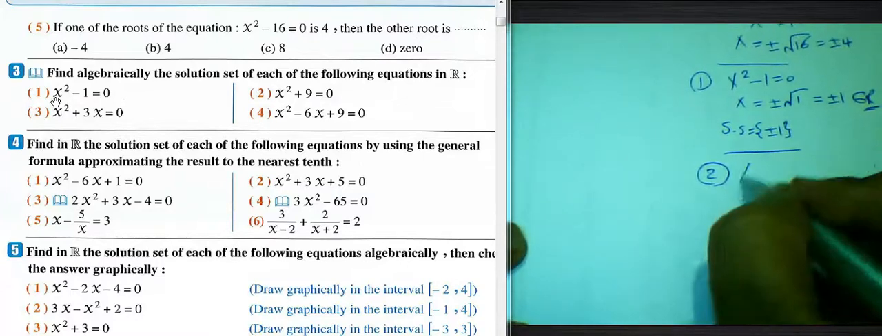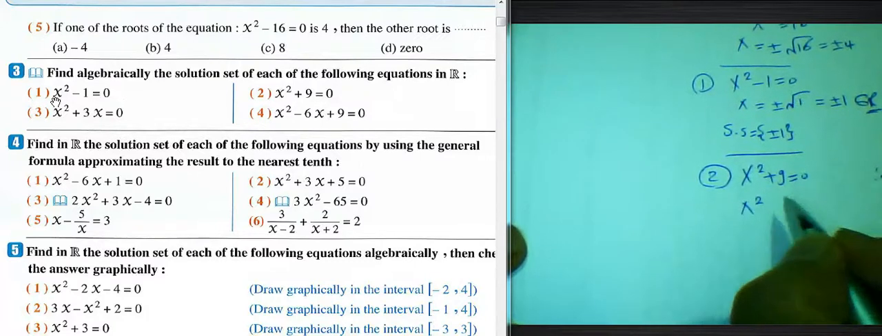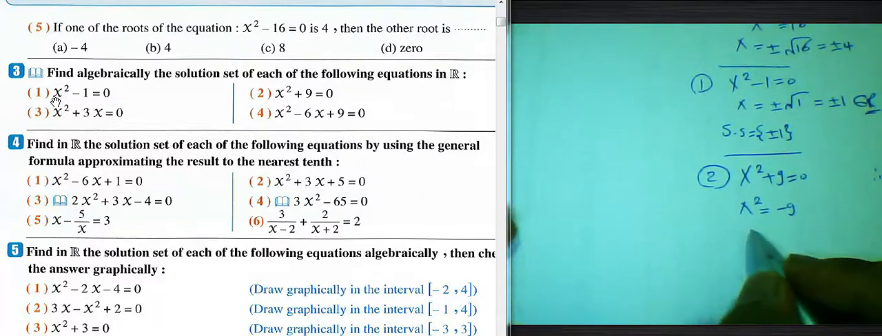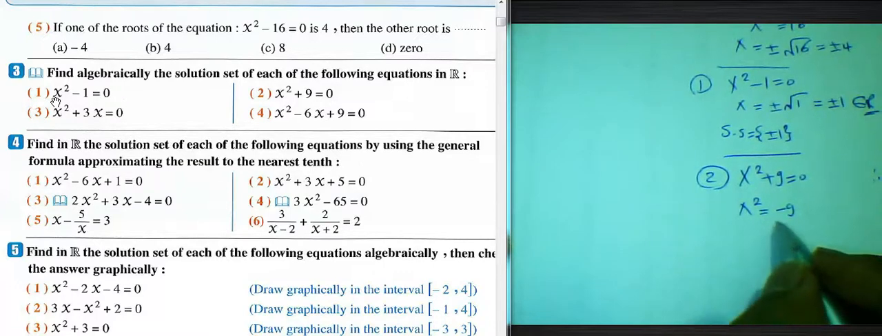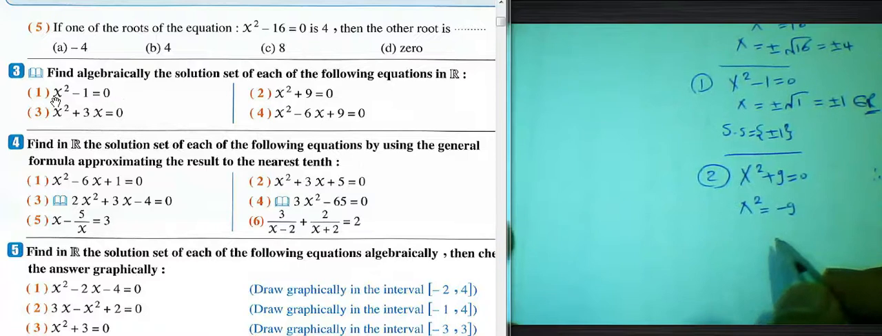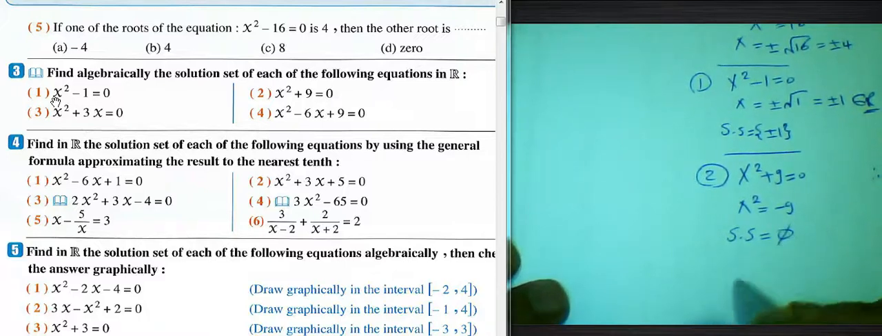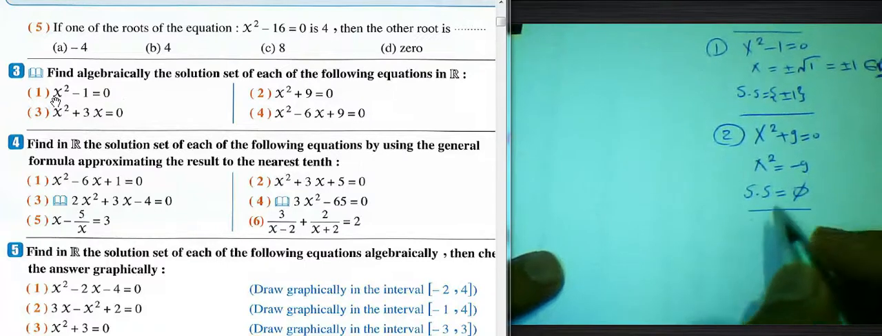x power 2 plus 9 equals 0. Look at this. x power 2 equals negative 9. We can't find the square root of negative 9, because no number times itself gives us negative 9. So the solution set will be the null set, okay? The null set. Question 3.